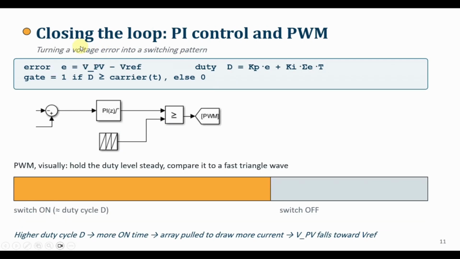The MPPT algorithm only determines the desired operating voltage. The PI controller is responsible for forcing the PV voltage to follow this reference. It calculates the voltage error and generates a duty cycle. The PWM generator compares this duty cycle with a high-frequency triangular carrier signal. Whenever the duty cycle is larger than the carrier, the IGBT is switched on. Otherwise, it is switched off. This process regulates the converter and keeps the PV array operating near the maximum power point.